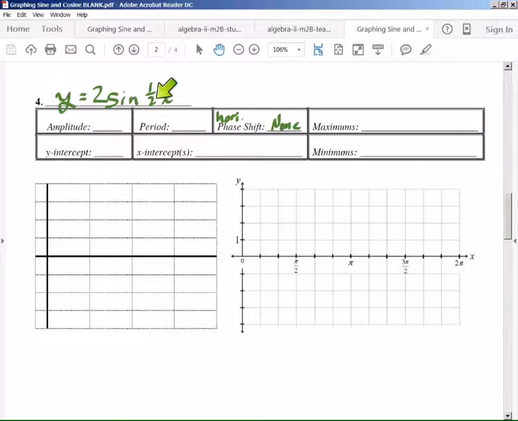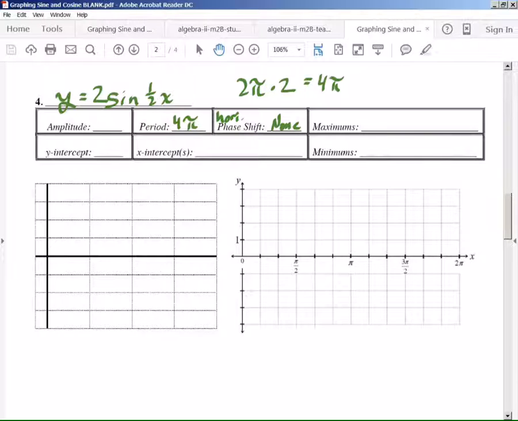The period is 2 pi multiplied by the reciprocal of the W. And my W is 1/2. So what's the reciprocal of that? 2 over 1 is the reciprocal of 1/2, and so I get 4 pi. My period is 4 pi.